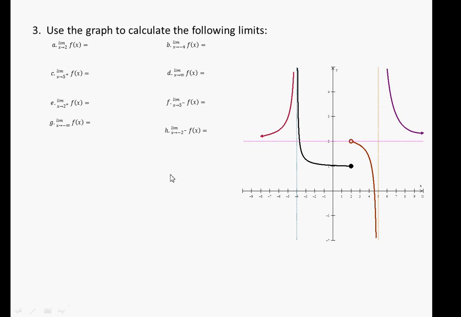Okay. Number 3, we're moving. Okay. Limit as x goes to 2 of f of x. Let's go over here. Here's 2. You can see from the left side and from the right side they do not approach the same number, so that is does not exist, DNE.